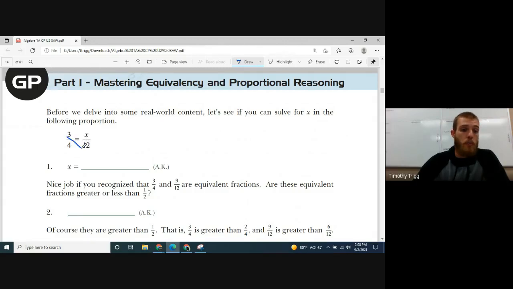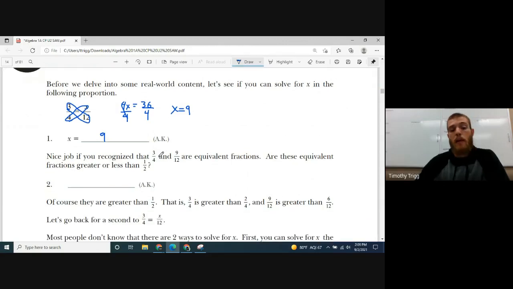So we could do 3 times 12 equals 4 times x. So 4 times x, that's 4x, equals 3 times 12, which is 36. Getting x by itself, you would just divide both sides by 4, and that'll give you that x equals 9. Now, you might have been able to solve this a different way, and we'll go over that as well.